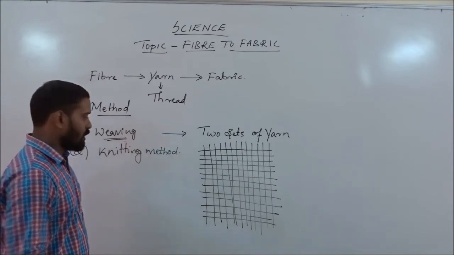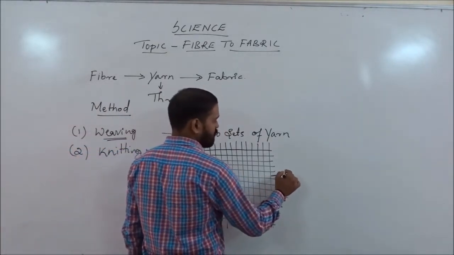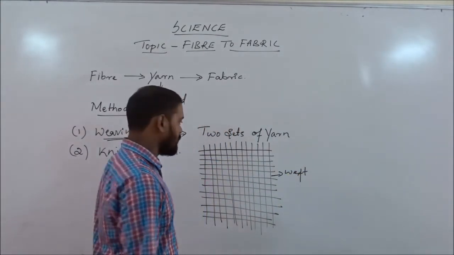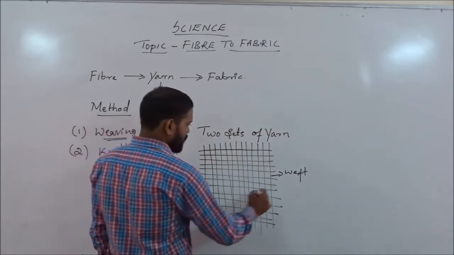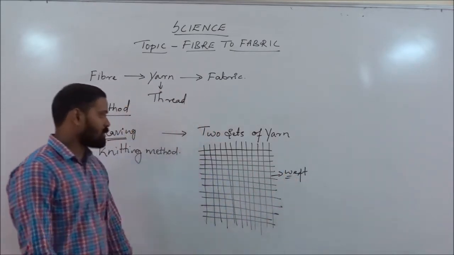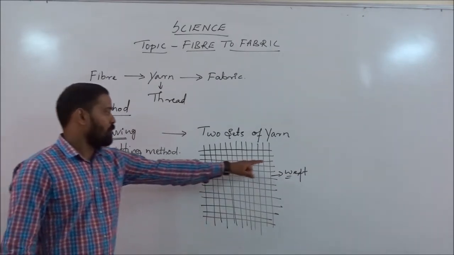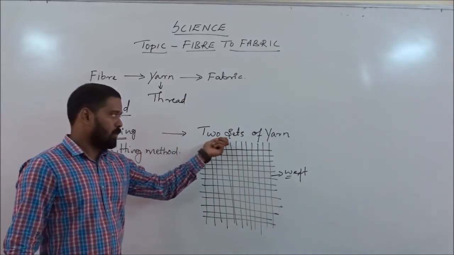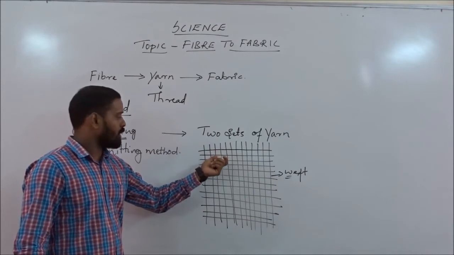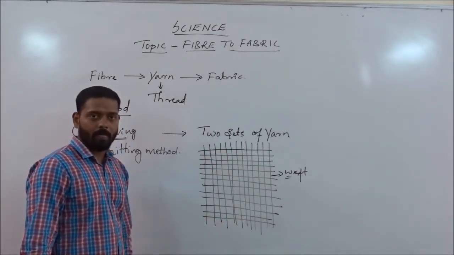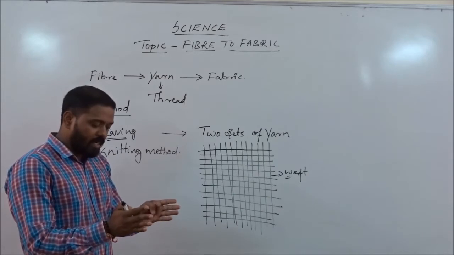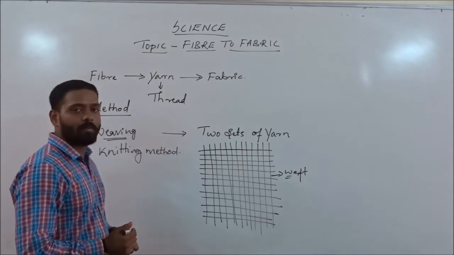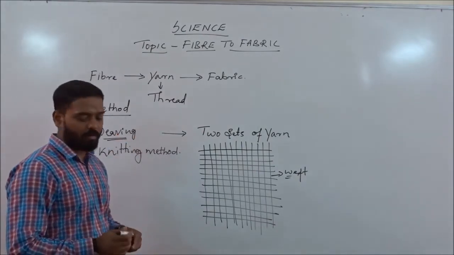Okay, one set is the vertical section, which we call the weft. Okay, this vertical section of yarn we call the weft, and the second one is the horizontal section, which we call the warp. So in the weaving method we are using two different sets of yarn. Understood? So two different sets of yarn are used to make a fabric. That method of making fabrics we call the weaving process. Hope everybody understands.